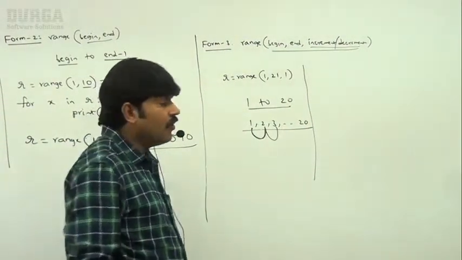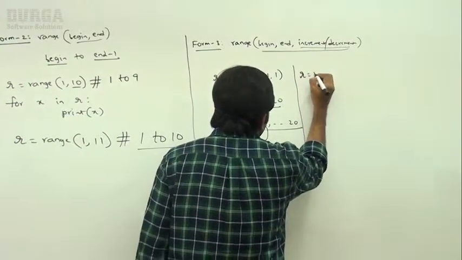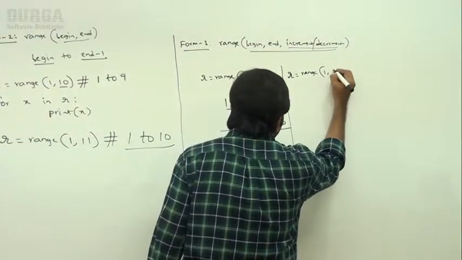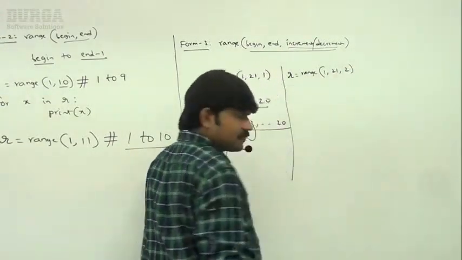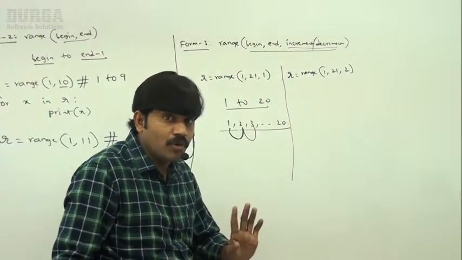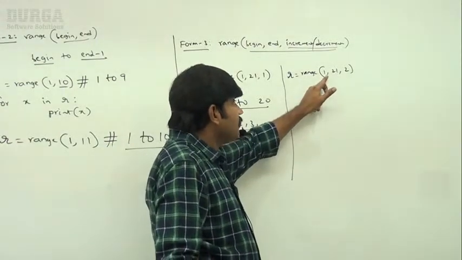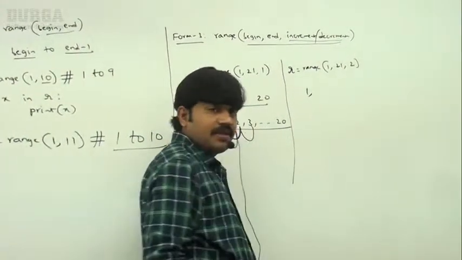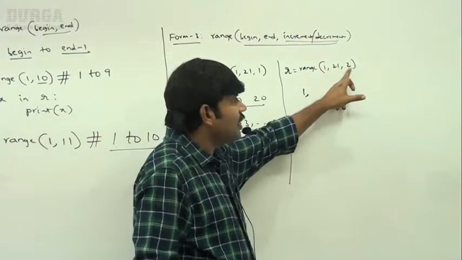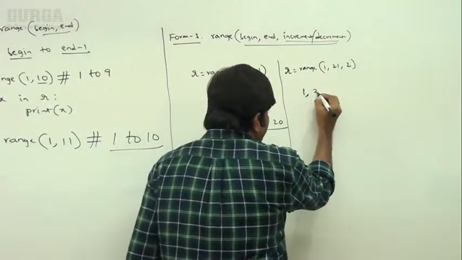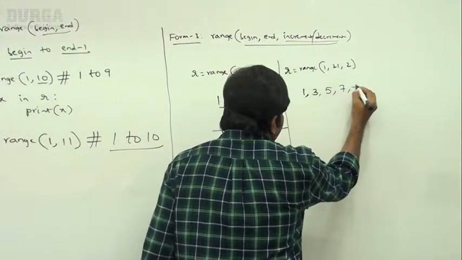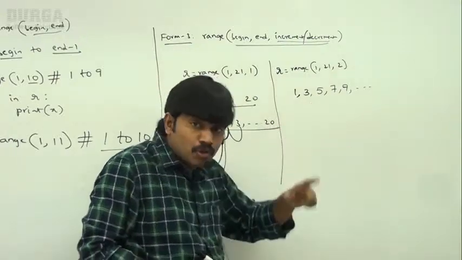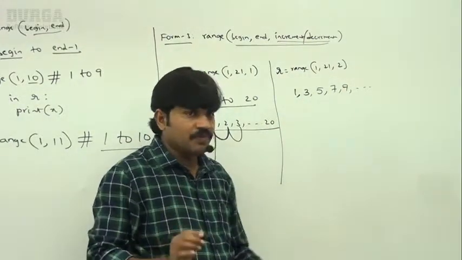Now the next one. R is equal to range of 1 comma 21 comma 2, I am taking. Every time increment by 2. So first 1 will be considered. Next, 1 incremented by 2 means 3, then 5, 7, 9, like this, right? Every time incrementing by 2, this is the possibility.